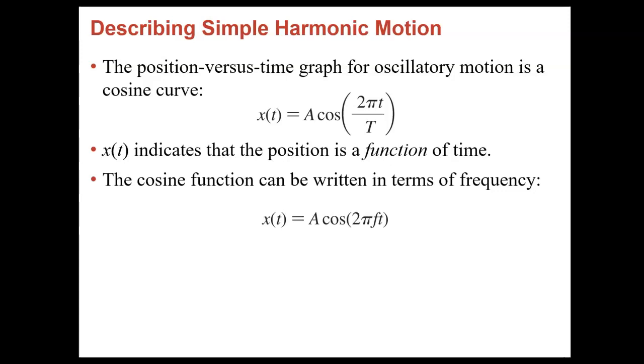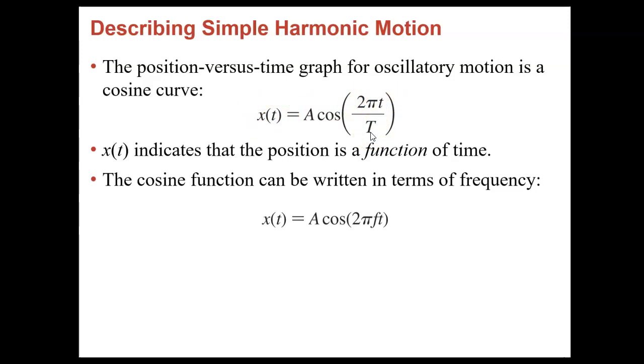Then the cosine function can be written in terms of frequency as well. Because frequency is 1 over the period, it's A cosine 2 pi times the frequency times your time. This is at any given time. Little t is your given time, and big T is your period.